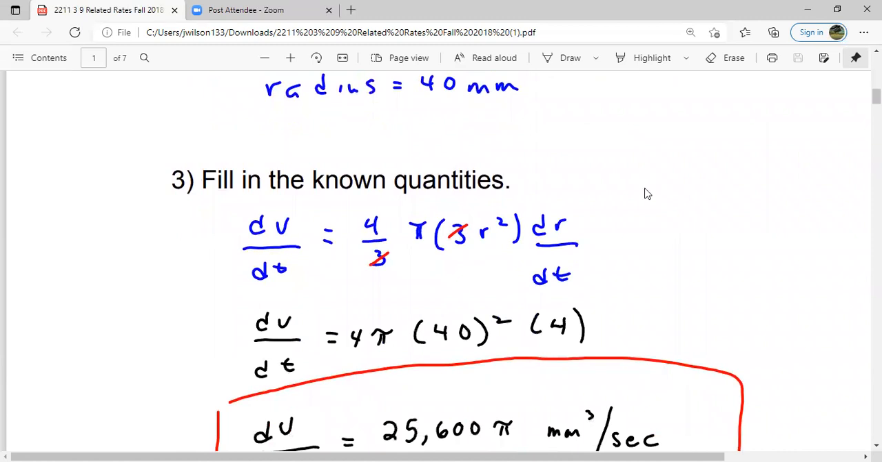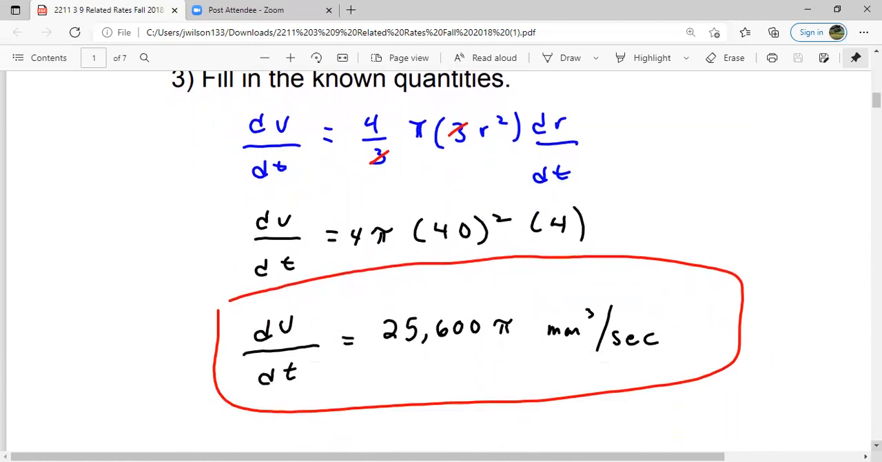So I substituted in, and the 3's just cancel. Then I substituted in 40 for r and 4 for dr/dt. And then it gives me 25,600 pi millimeters cubed per second.